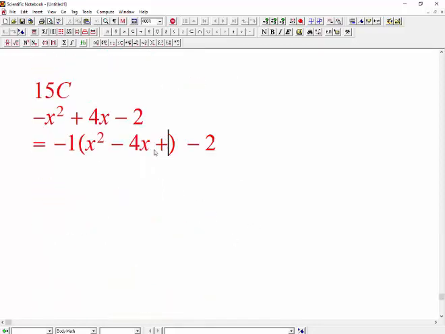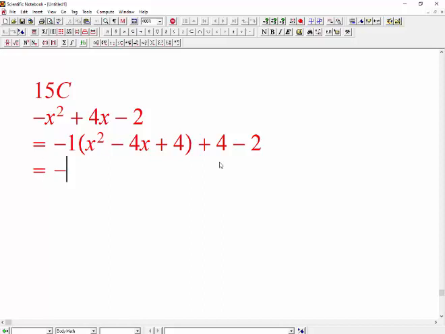What should we add? Half of negative 4, which is negative 2, squared. So 4. But this time it's -1 times +4, which is -4. So we have to add a 4 to compensate. Can everybody see that? Yes, no? Any difficulties right here?